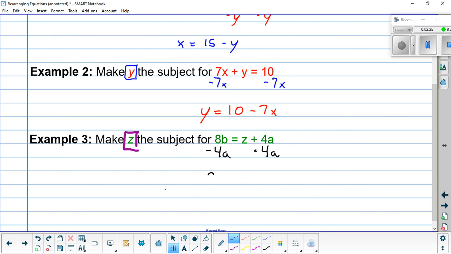This means that we're going to have 8b minus 4a is equal to z. It's convention when we're making something a subject to write it on the left-hand side. So I'm actually going to rewrite it as z equals 8b minus 4a.